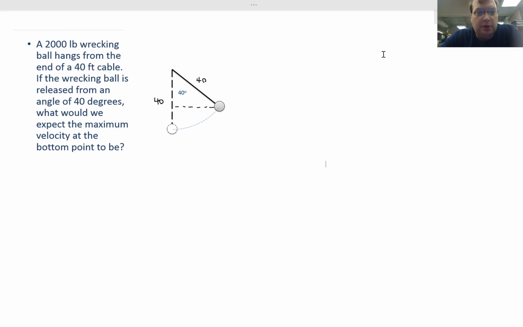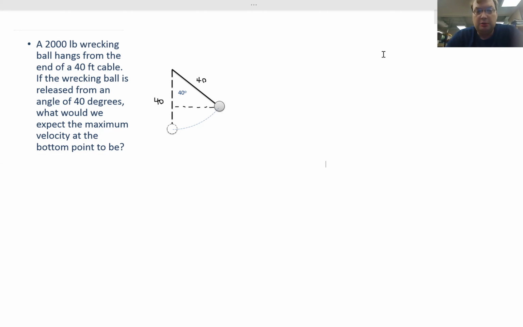In this case, we have a 2,000-pound wrecking ball that hangs from a 40-foot cable, and the cable is going to be considered inextensible, so that the 40-foot length will remain unchanged while it swings through this 40-degree curve. What we're looking for is an estimation of the expected maximum velocity when the ball reaches the bottom region.